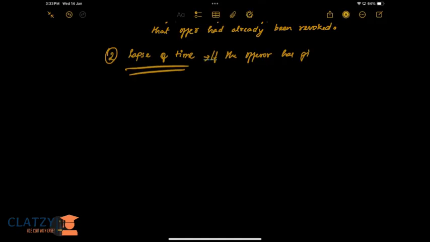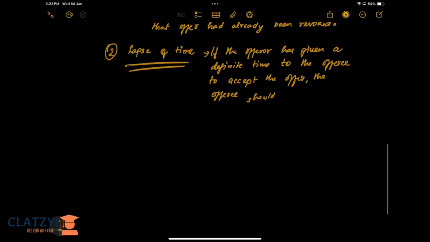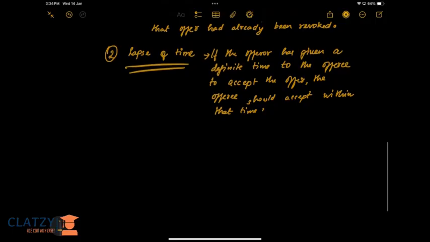Okay? It means if the offerer has given a definite time to the offeree to accept the offer, the offeree should accept within that time. And if the offeree does not accept the offer within the time given by the offerer, then the offer lapses. If NLSIU gives you 7 days to accept their offer, and if you don't convey your acceptance in 7 days, then NLSIU's offer lapses. Suppose you give your acceptance on the 8th day. That is not a valid acceptance because the offer was valid only for 7 days.